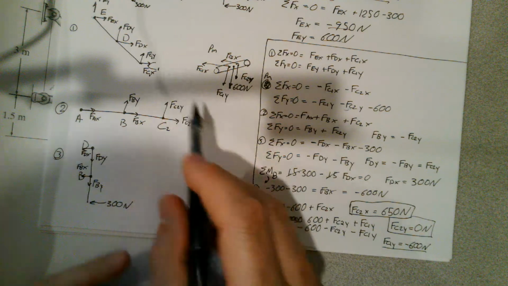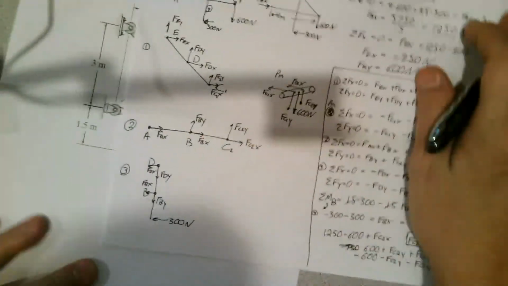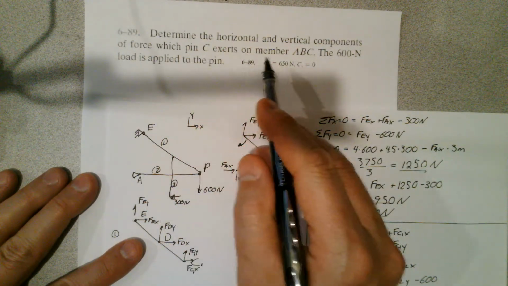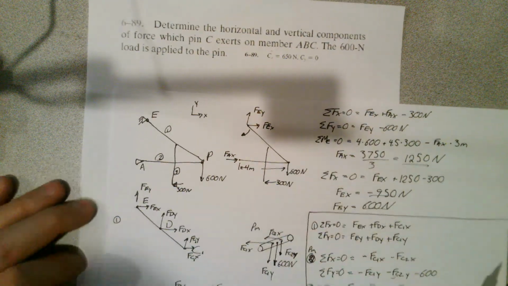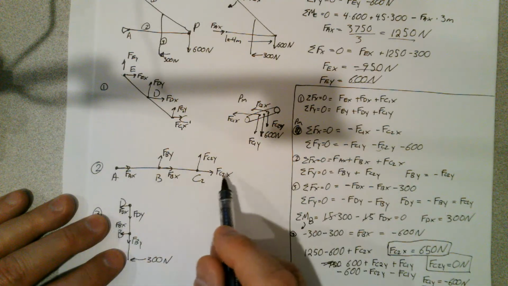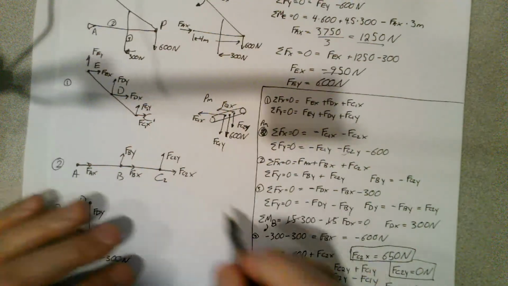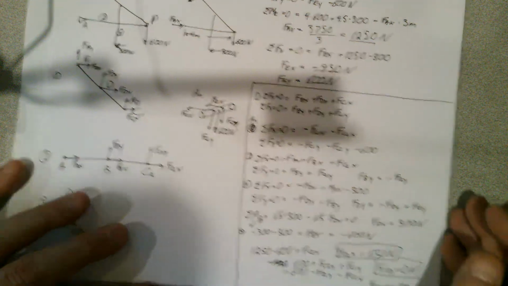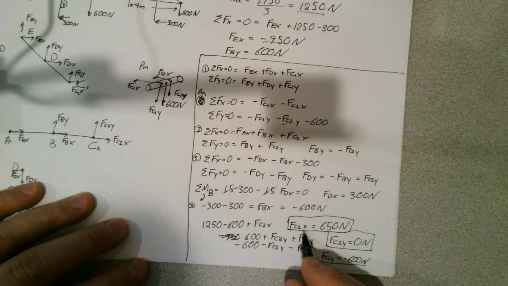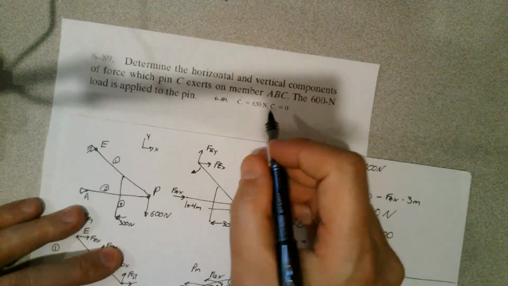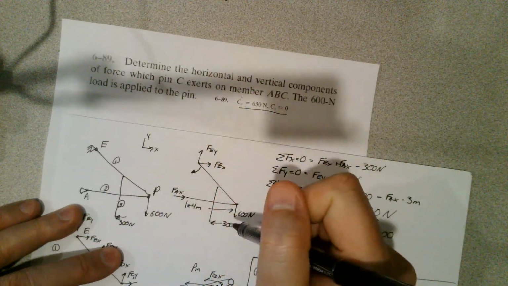The original question was down here: determine the horizontal and vertical components of the force which pin C exerts on member ABC. And so for member ABC, we're looking for FC2X and FC2Y, and that's what we get here. FC2X is 650, FC2Y is 0, and that was the answer given in the back of the book.